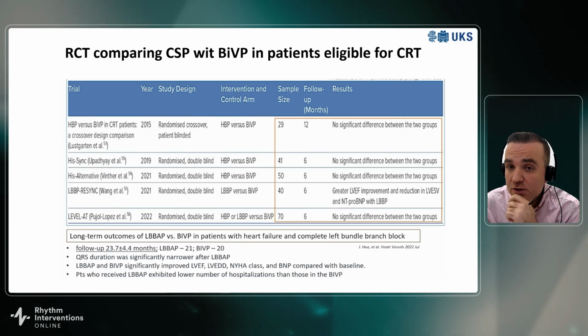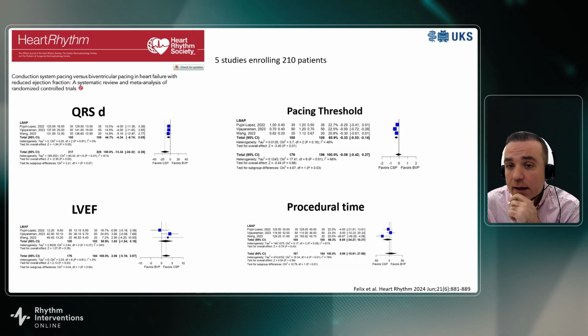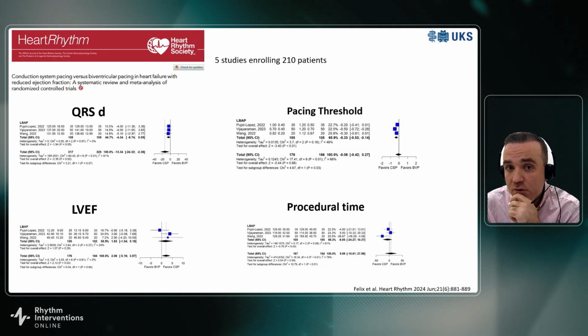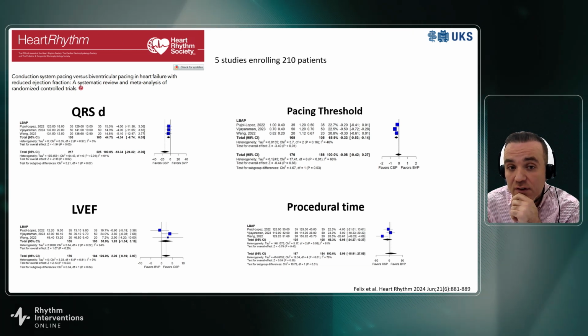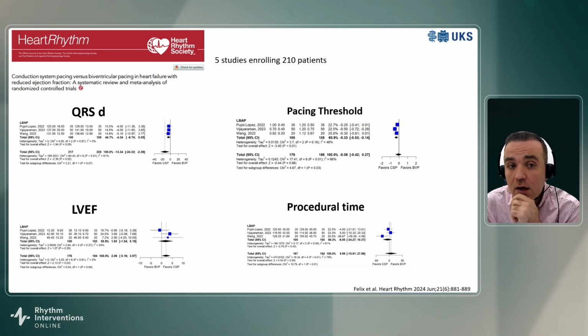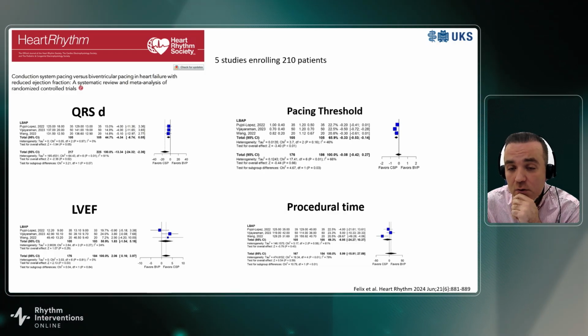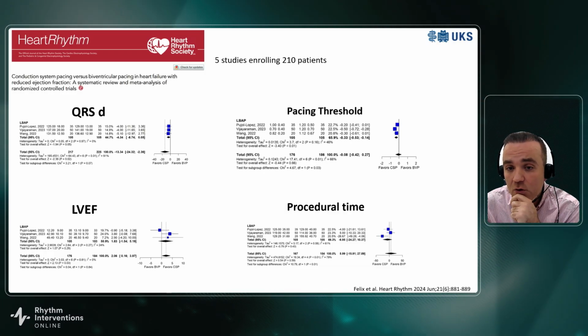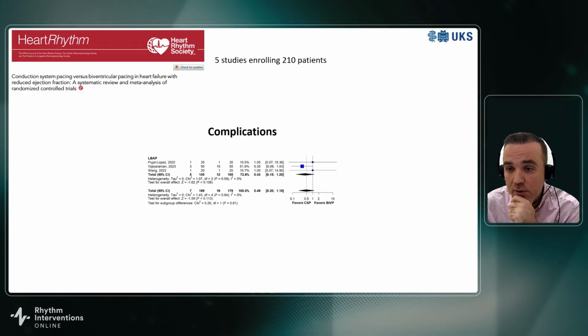We have many small randomized controlled trials, and here we can see the number of the patients included in all these studies. And we have the meta-analysis, including these 5 randomized controlled trials, and we can see the positive significant difference for CSP against biventricular pacing regarding the QRS duration and improvement in LV function. There was no difference in pacing metrics or procedure time, and also there was no difference in complications.